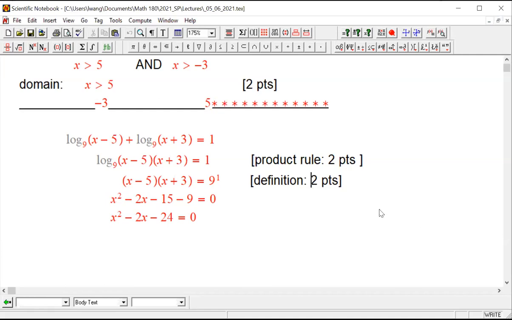Okay. And of course, I will check things in between. Factor. We get x plus 4 times x minus 6 is equal to 0. Am I right? Do we get the same factors? If you don't factor, using the quadratic formula will do too.